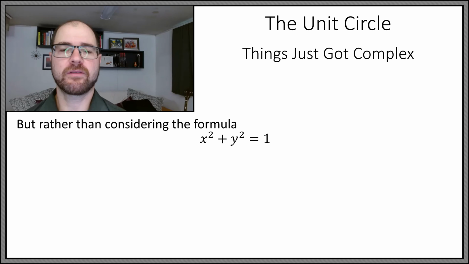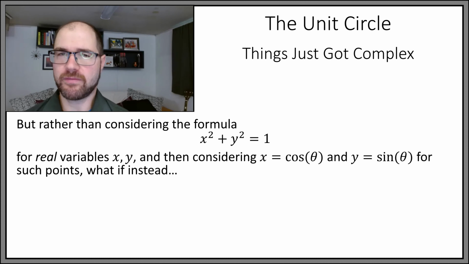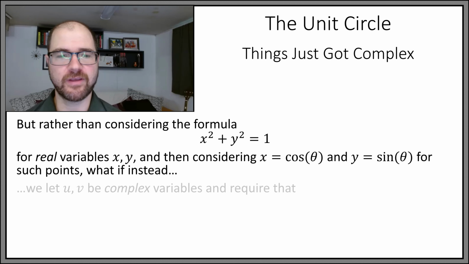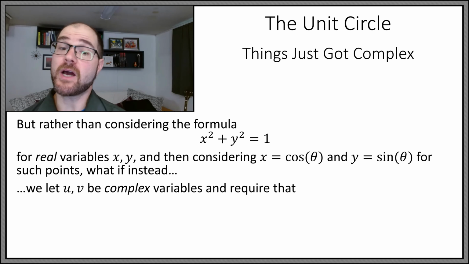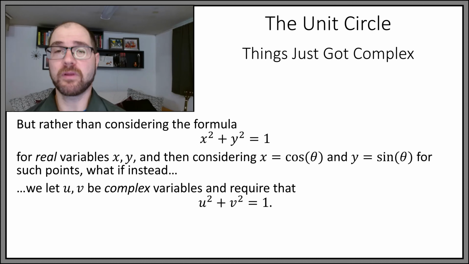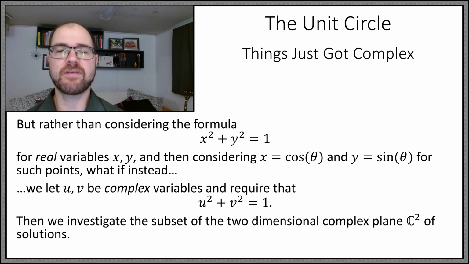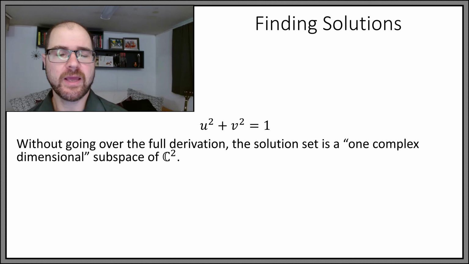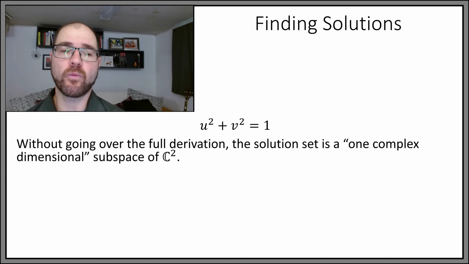But rather than considering the formula x squared plus y squared equals 1, which gave us circular trigonometry, for real variables x and y, then you end up making x be the cosine of theta and y be the sine of theta, etc. What if instead we let u and v be complex variables and we require that u squared plus v squared equal 1? Then we can investigate what points in the complex plane are solutions. So we have u squared plus v squared equals 1, and without going over the full derivation, it takes a while and I don't really want to get into it, the solution set is a one complex dimensional subspace of the product of the complex plane with itself.